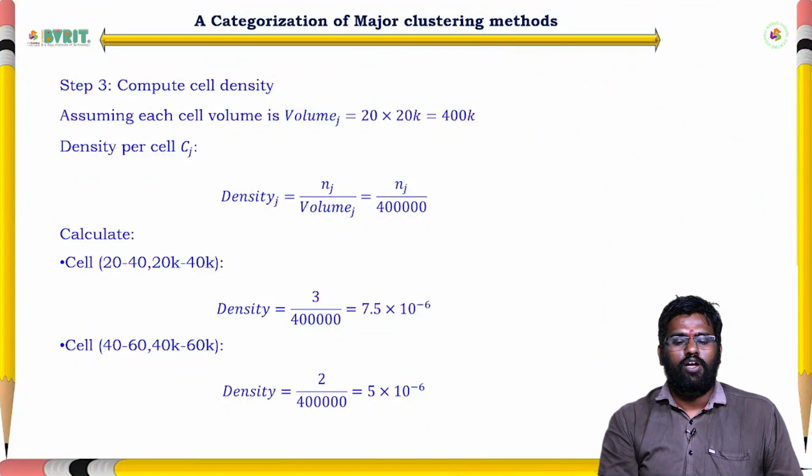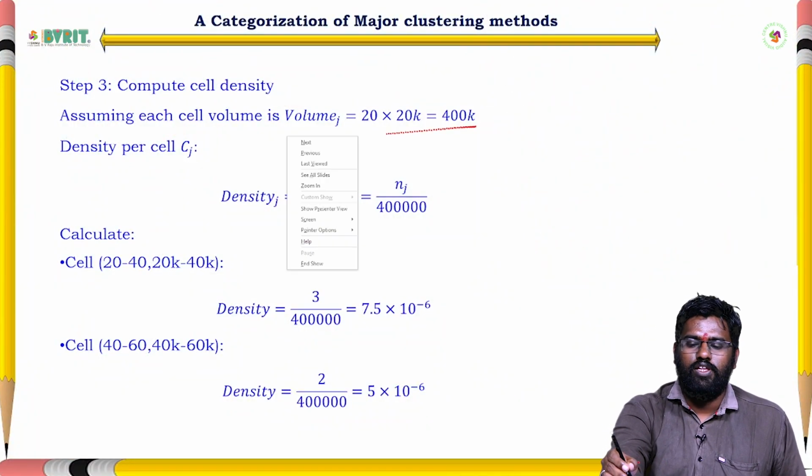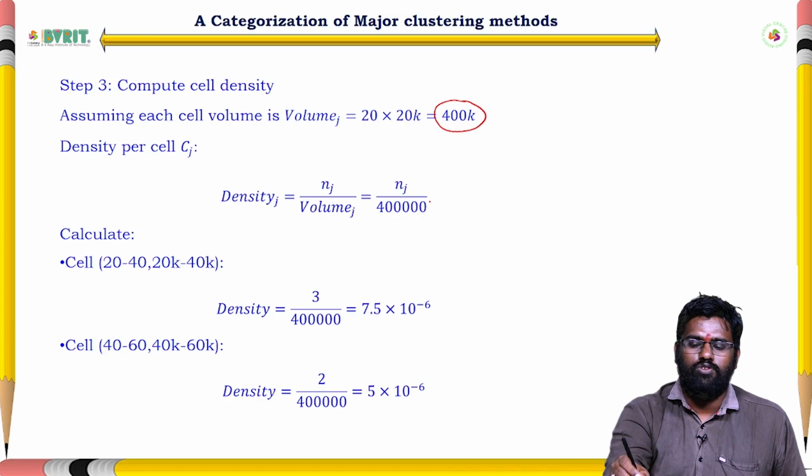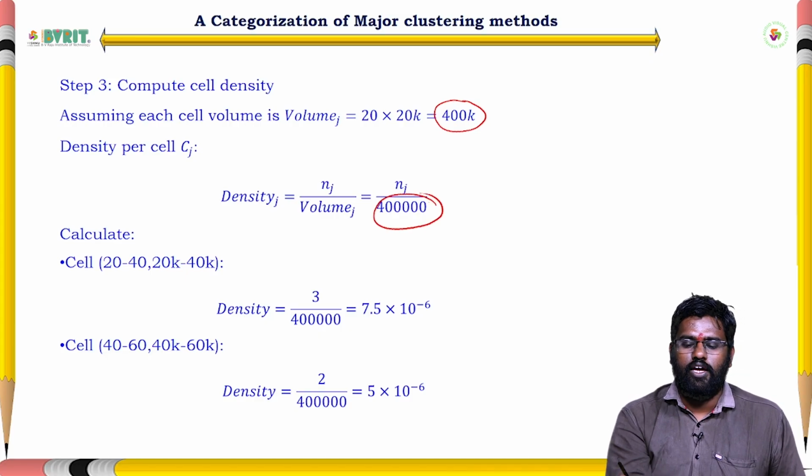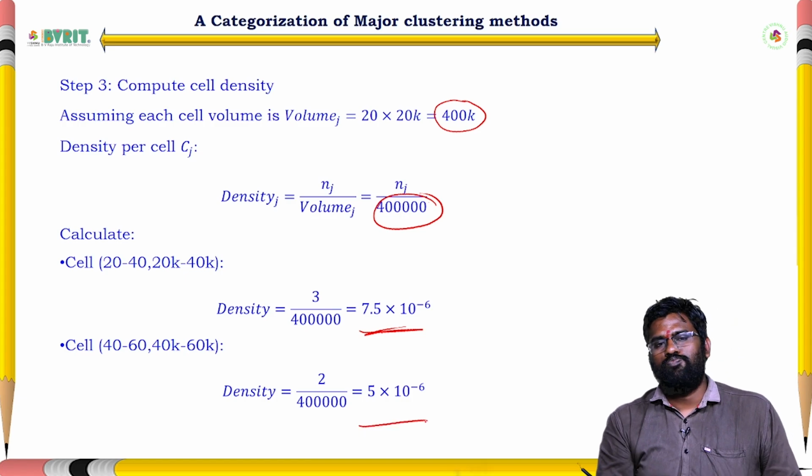Now next we need to calculate the density. So Ni divided by volume. So 20 into 20 they are given, that is 400, and 4k. So that value we have written here. And finally we are getting the density value and the cell value.